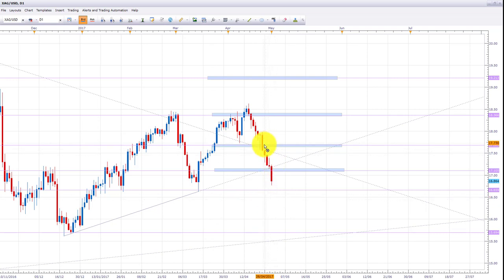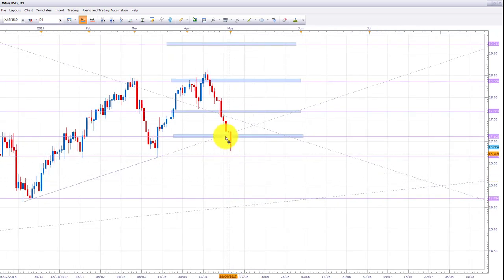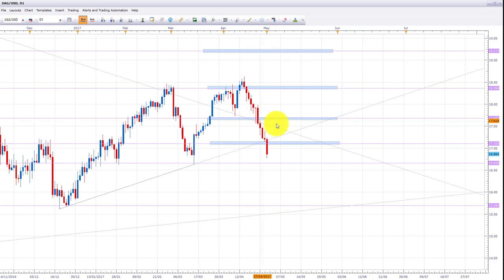It wasn't to be, it started to break down, and as it started to break down, we looked for this level down here at 17.105, and we were expecting maybe a bounce on the confluence of this support area here and this upward sloping trend line here. As you can see, however, this has actually started to break out this upward sloping trend line, so this could spell the start of some fairly significant declines in silver.